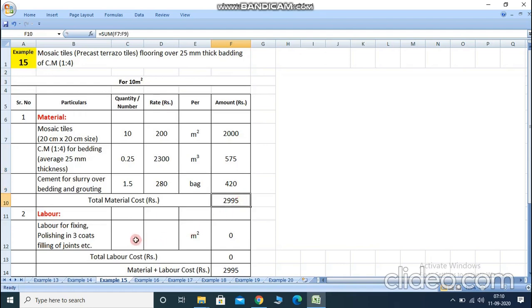Similarly, for labor for fixing and polishing in 3 coats and filling joints, the rate is 150 rupees per square meter. Here the quantity we already took is 10 square meters. So 10 multiplied by 150 gives 1500 as the labor cost.